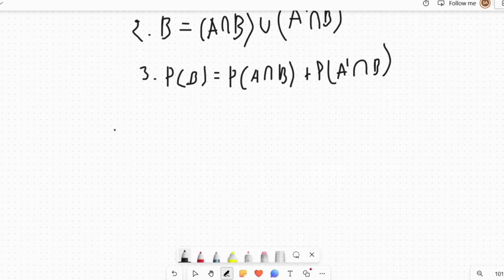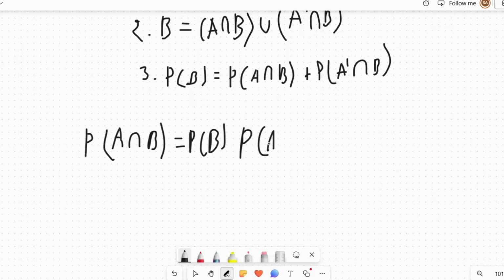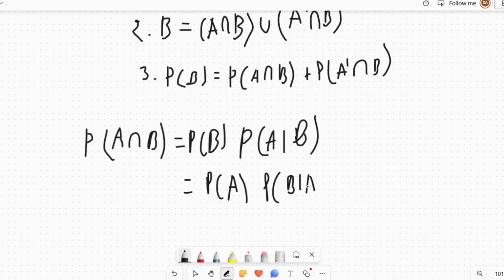We can also write probability of A intersection B equals probability of B times probability of A given B. Also you can write probability of A times probability of B given A. So these are the formulas you can remember, and if you practice more and more, these formulas will become clearer and more understandable for you.